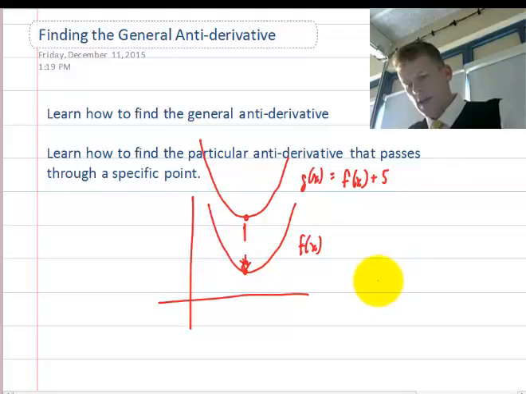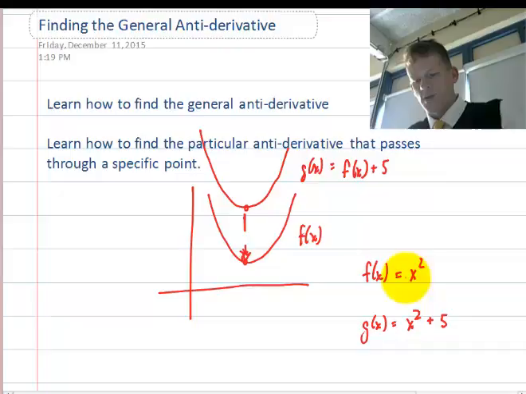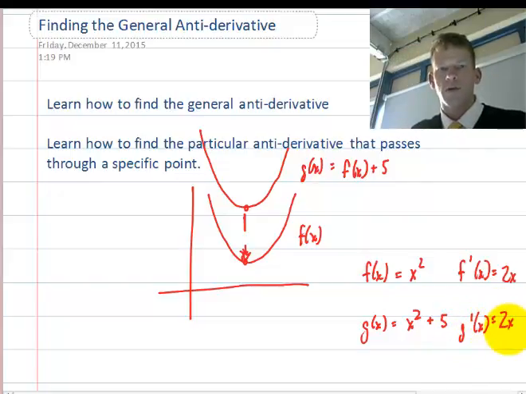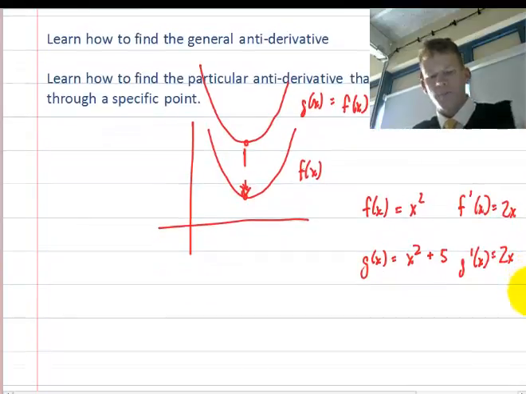For example, if f of x equals x squared, does g of x equals x squared plus 5 have the same derivative? The answer is yes, it does. f prime of x is 2x, and g prime of x is 2x. So if two functions have the same derivative, then they differ by a constant, and that's actually a theorem in calculus.